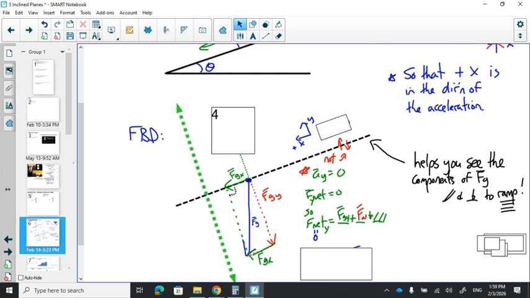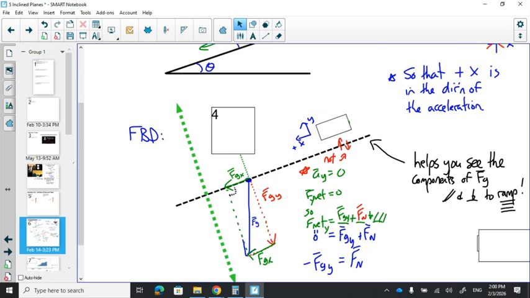And so we're getting from this that 0 equals the FGY, the y component of gravity, and the normal force. And so we end up with what that normal force is equal to by subtracting the y component of the gravity out, right? So subtract that FGY from both sides. And we now know what the normal force is. The normal force is that FGY.